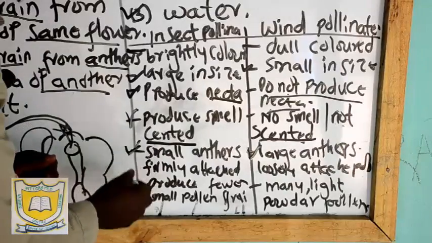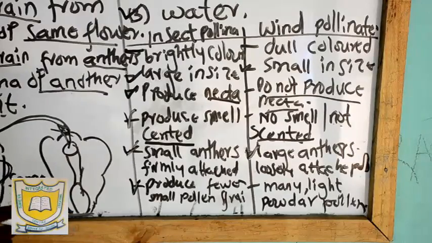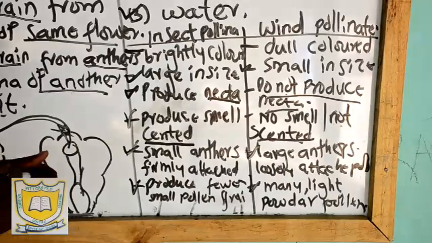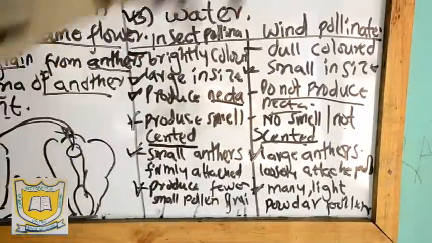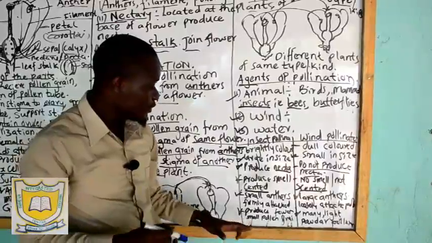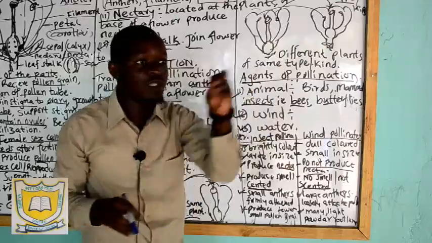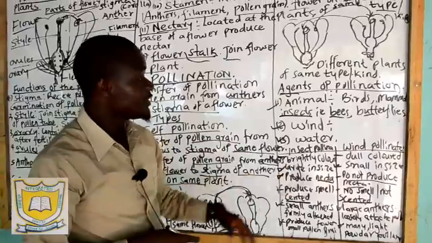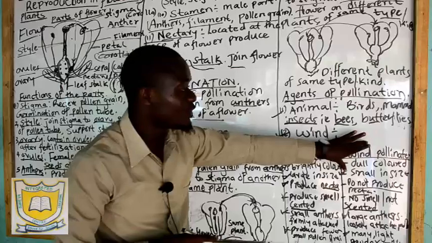That carries out pollination. Then lastly, insect pollinated flowers produce fewer small pollen grains, while wind pollinated flowers produce many large powdery pollen grains. Why? They are light because the wind blows and they are carried away by wind. The others are small because they are strictly carried by insects. When the insect touches them, they carry them and deposit them exactly at the point where they are needed. This is all about today's discussion on insect pollinated flowers and wind pollinated flowers.